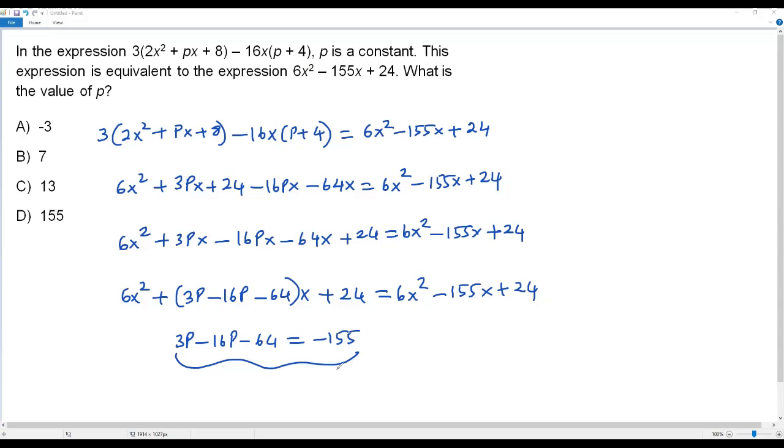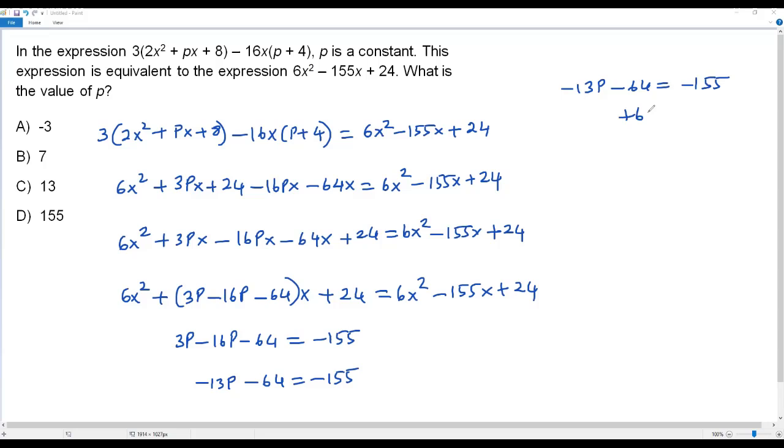Now we have to solve for p in this equation. For that, let's combine the first two terms because both of them are like terms. The reason is both terms contain p. So when I combine 3p − 16p, I get −13p − 64 = −155. Okay, now let me write the equation over here. That is −13p − 64 = −155.